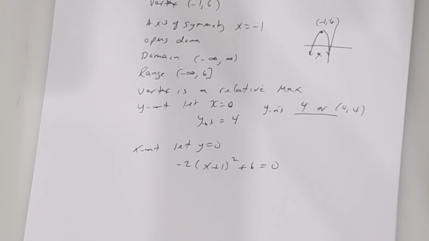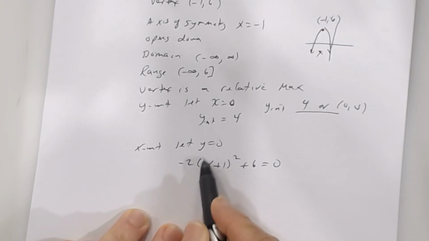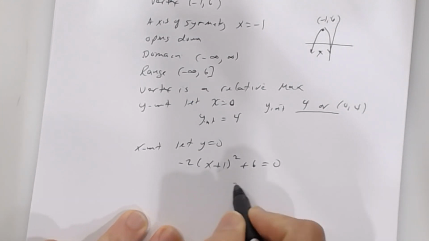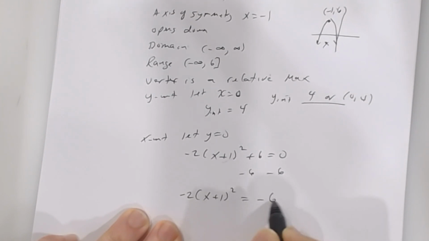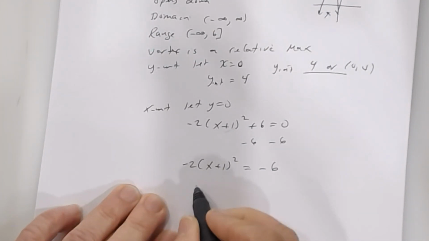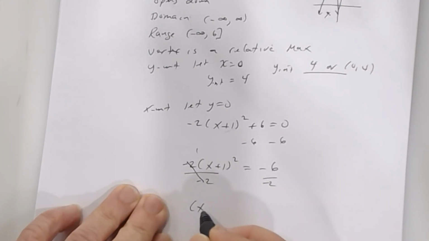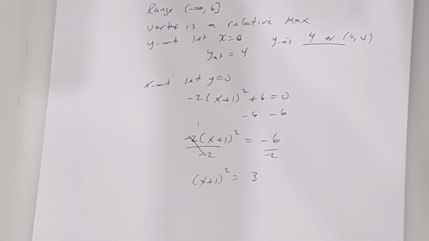So, you want to use the square root property because you have something squared. See this right here? You have something squared right here. So if I can get this by itself, then at the end I can do what to both sides? Take the square root of both sides. But first I got to get rid of this 6. So subtract 6. So negative 2 times x plus 1 squared equals negative 6. And then divide by negative 2. These divide out, so you get x plus 1 squared equals 3. All right, so that's where I'm at.